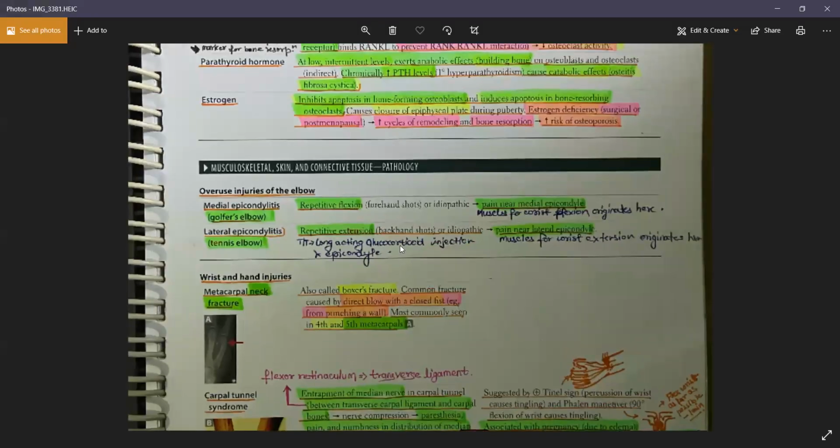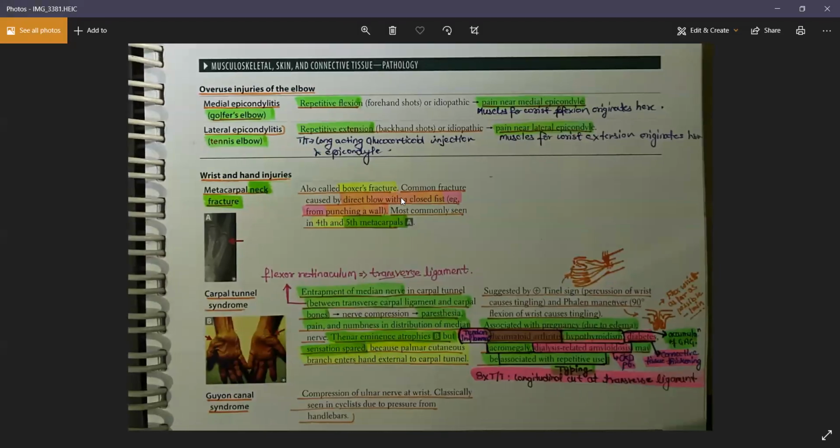And now let's discuss the pathology. First, you have the overuse injury. Please note the extensor muscles originate from the lateral epicondyle, and the flexor muscles of your hand originate from the medial epicondyle. So whenever you have a medial epicondyle damage, you will have a loss of flexion, and whenever you have a lateral epicondyle damage, you will have a loss of extension. Is that okay?